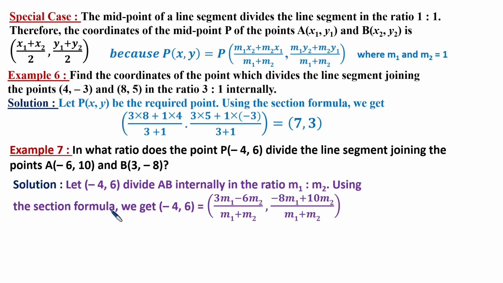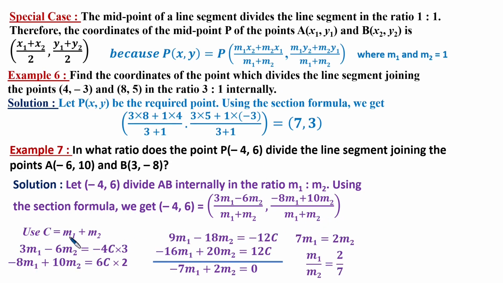Okay, so what I do here is the same thing. Let minus 4 comma 6 divide AB internally in the ratio M1 by M2. Using the section formula we get minus 4 comma 6 is equal to, I use this formula and I get, I write M1 plus M2 is equal to some constant C. So I use this one equal to minus 4. So what I get here is 3m1 minus 6m2 is equal to minus 4 times m1 plus m2. So minus 4 times c. And also I get this one is equal to this, that is minus 8m1 plus 10m2 is equal to 6 times m1 plus m2. m1 plus m2 is c.